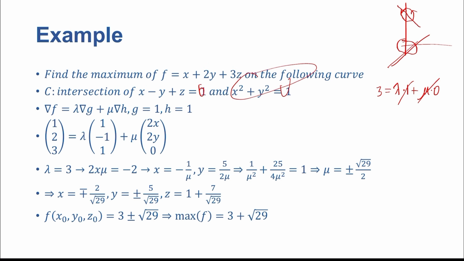So now we will solve for f of these points. We're going to take the positive case. We plug in negative 2 over root 29, comma 5 over root 29, comma 1 plus 7 over root 29, and we get 3 plus or minus the square root of 29. So we can determine the maximum. The maximum is obviously going to be the positive case. Thus we find the maximum of f on our given curve is 3 plus the square root of 29.